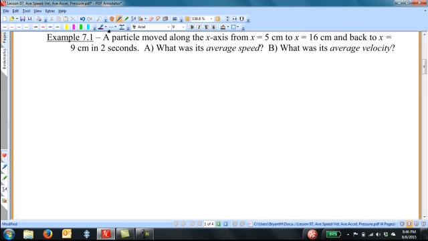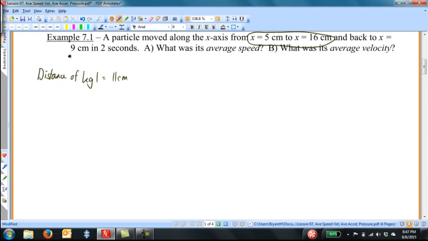In part A, we're trying to figure out what the total distance is and divide that by the total time in order to come up with the average speed. Now, there are two segments of motion. The first segment goes from 5 centimeters to 16 centimeters. So if I want to find the distance there, I take the difference between those two. 16 minus 5 is 11 centimeters. The first leg of this trip is 11 centimeters long.